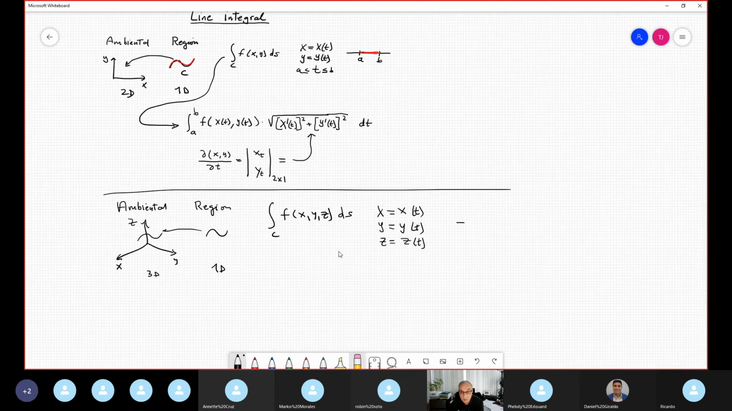And t is the domain in between a and b, exactly the same as we were doing before. No problem, I understand very well. It's the same as this. Look, the only difference is that now we have three variables.